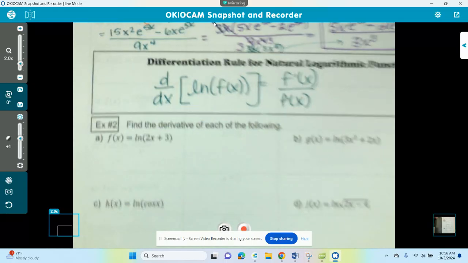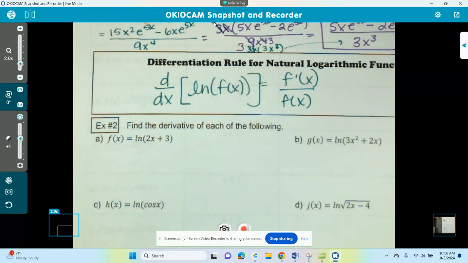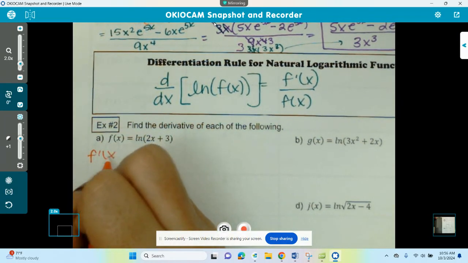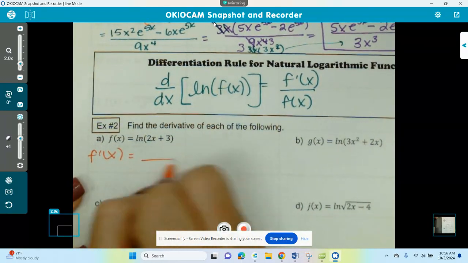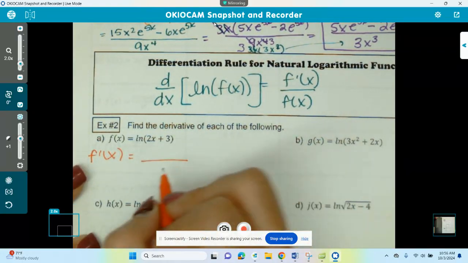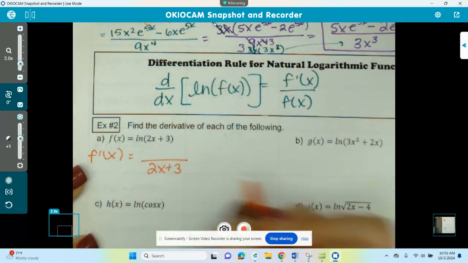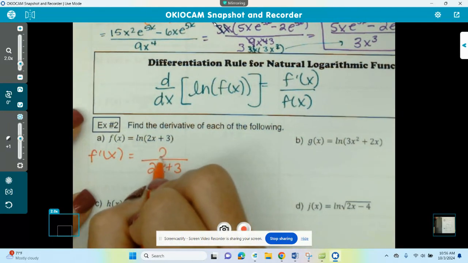All right, so here we go. f(x) is ln of 2x plus 3. Okay, so I'm going to start with the bottom because the bottom is just the exact same. So what is it? 2x plus 3. Then what's the derivative of 2x plus 3? There's your answer.